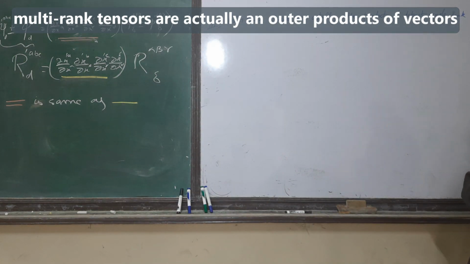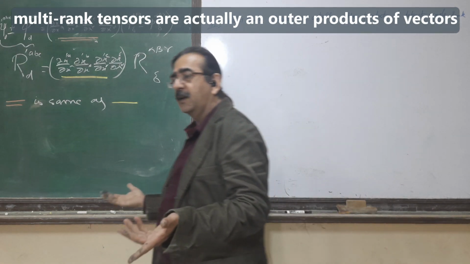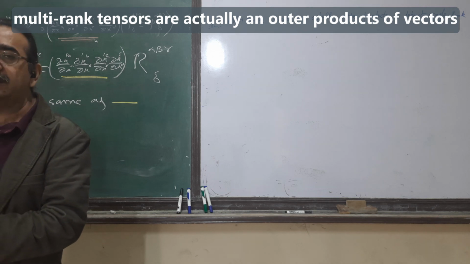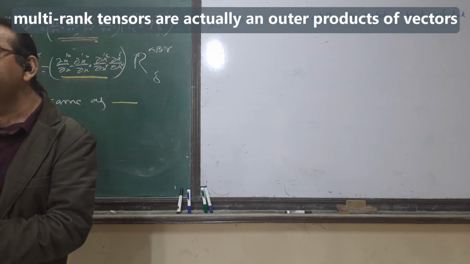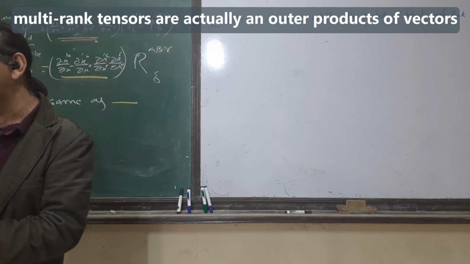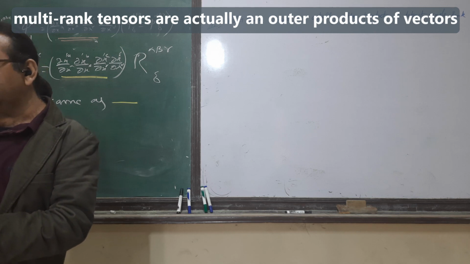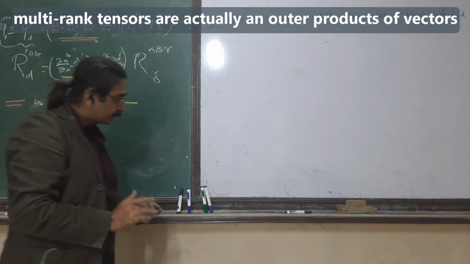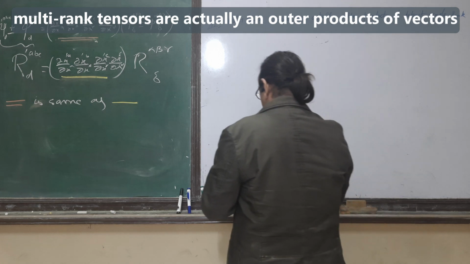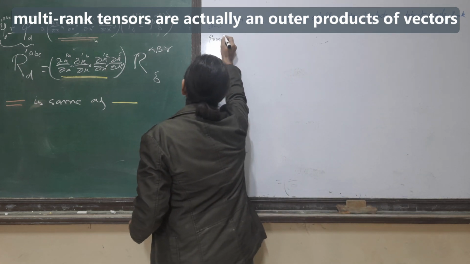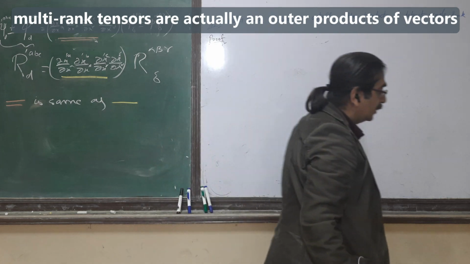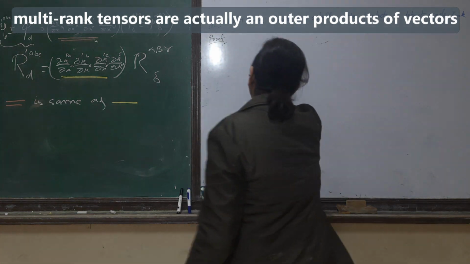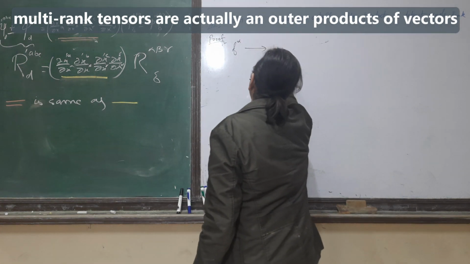Whenever you take a multi-rank tensor, they are actually nothing else. They are the outer product of different tensors. When you have a two rank tensor, that is a matrix, it will come from two single rank tensors. They will be the outer product of two single rank tensors. Similarly, for example, let's suppose you have single rank tensors.